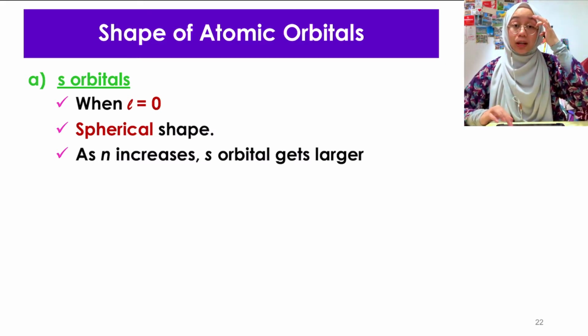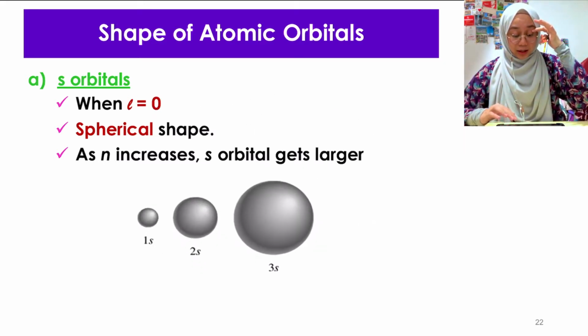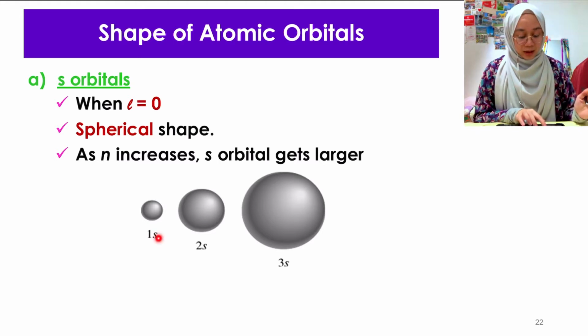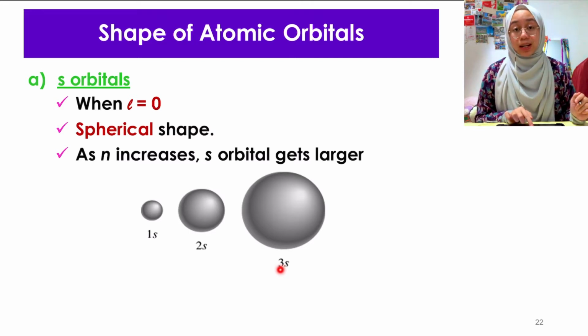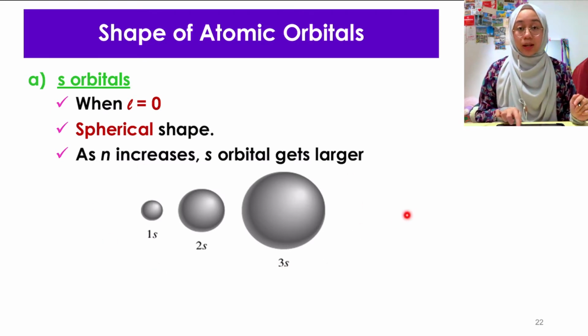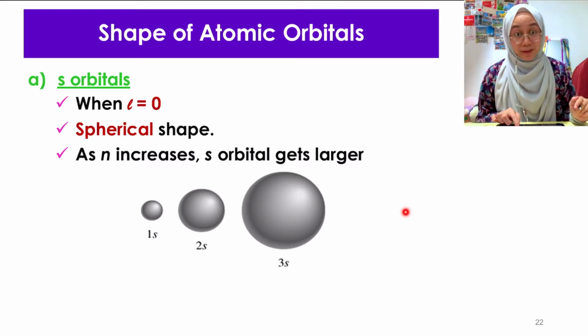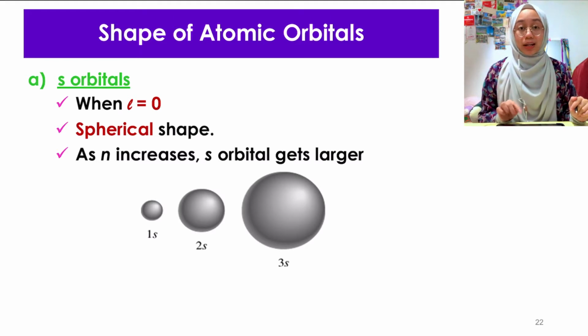Okay, so let's have a look at the diagram here. As you can see, this is 1s, this is 2s, this is 3s. So it depends on the value of n, which is the front part of the name of the orbital. As you can see, it shows a different size of the orbital. However, all three orbitals here have the same shape, which is spherical. Later on I'll teach you how to sketch the sphere. Okay, so let's have a look at the next orbital.